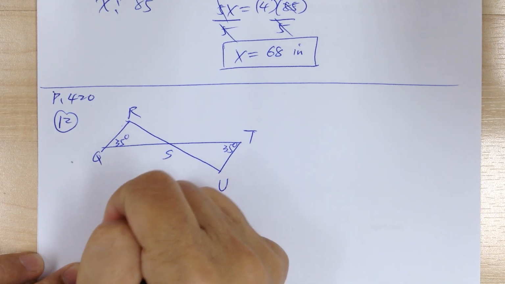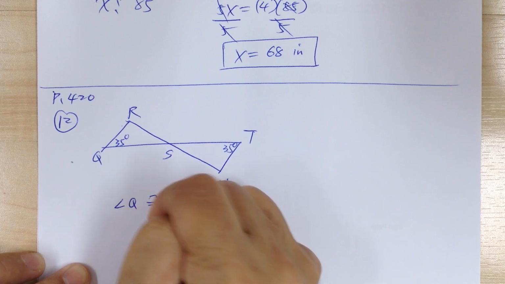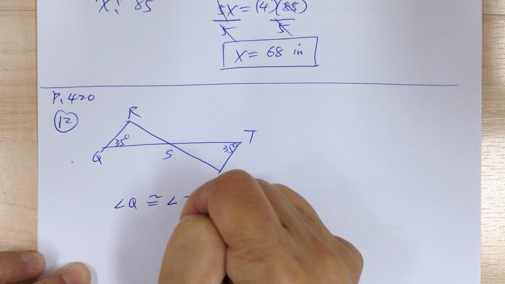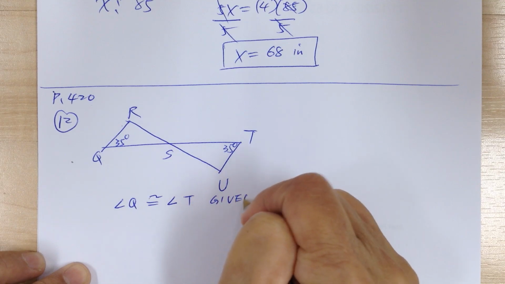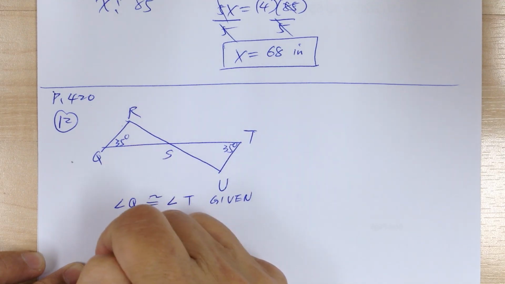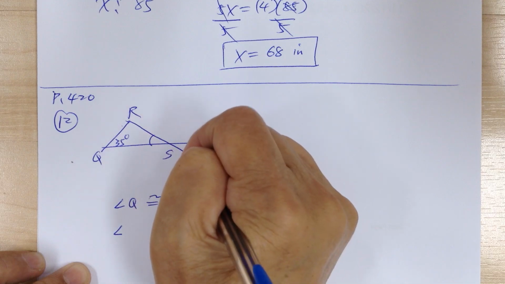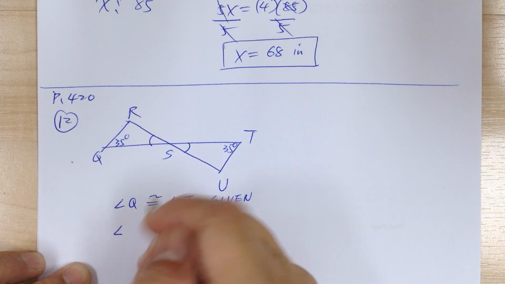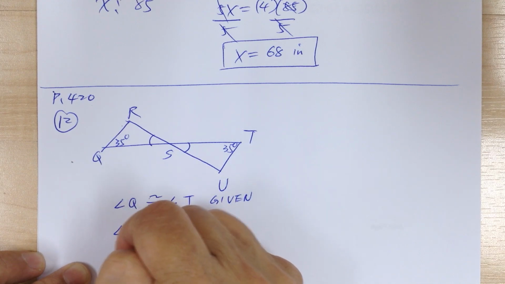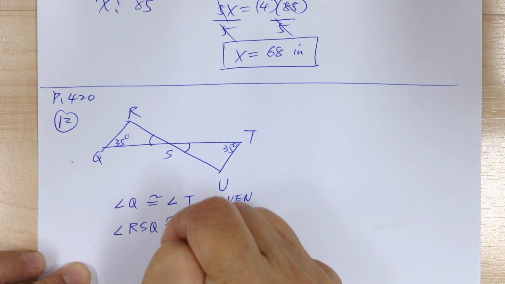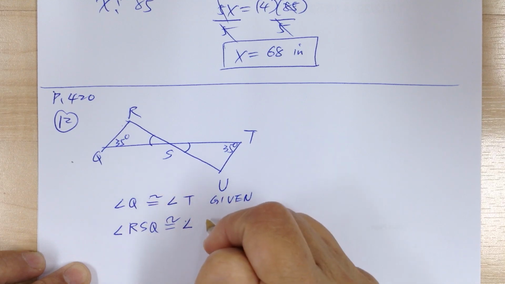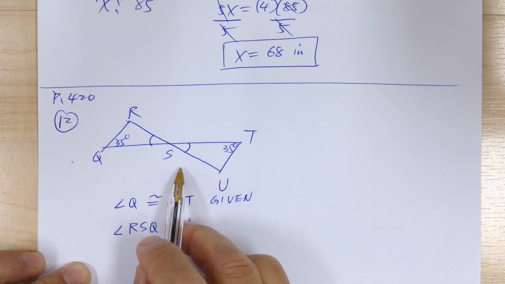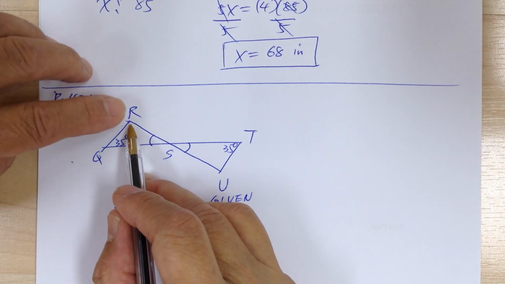Okay, so you have angle Q is congruent to angle T, so this is given. And you're going to have this angle over here. Again, when you have a triangle corner to corner, you use vertical angles, so you're going to have angle RSQ is congruent to angle, okay, you have to watch your letters carefully.